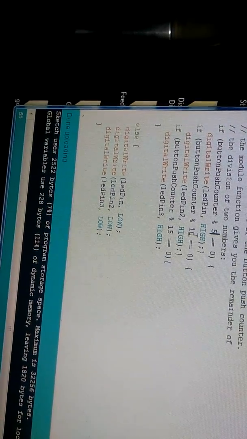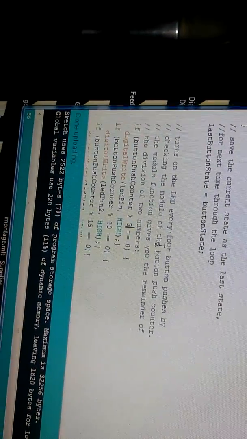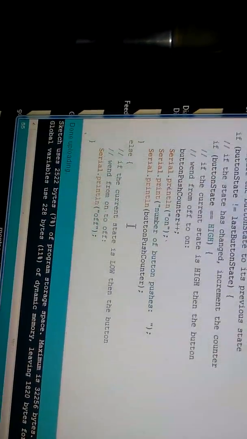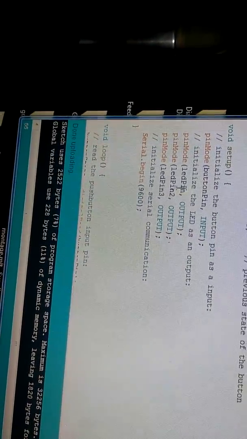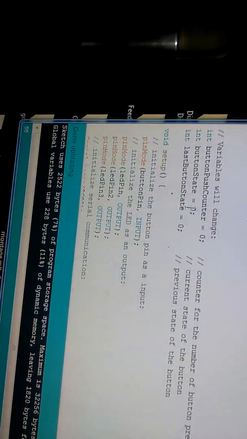So I have a LED pin 2 and a LED pin 3, and they're set up at 5, 10, and 15. They're set up right here. And then also here, I needed to set them up. Or not here, I'm sorry. Right up here, I had to set them up.